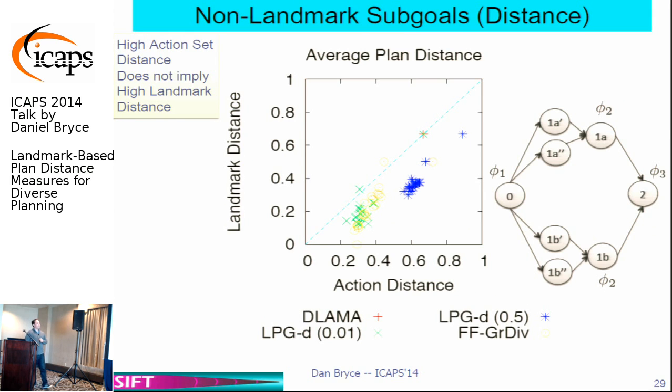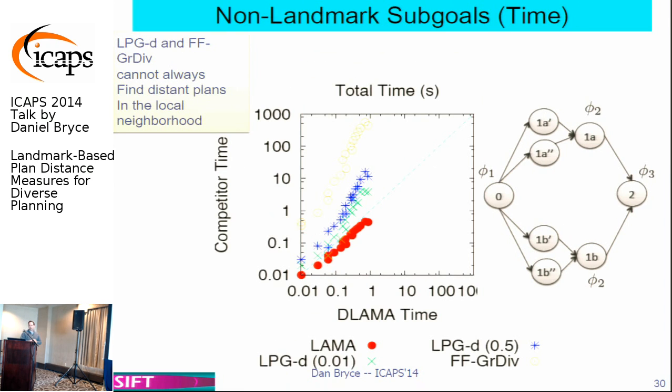Finally, in this domain where we thought we were going to kill DLAMA, it actually performs similarly to the other approaches. This is not saying that DLAMA is better. It's saying that the other approaches can't handle this problem very well either. In terms of runtime, DLAMA tends to be a lot faster on this instance, even though it is not able to find completely diverse solutions. It says more about the other planners than it does about DLAMA, because it's showing that they have a very large search space in order to find diverse solutions.